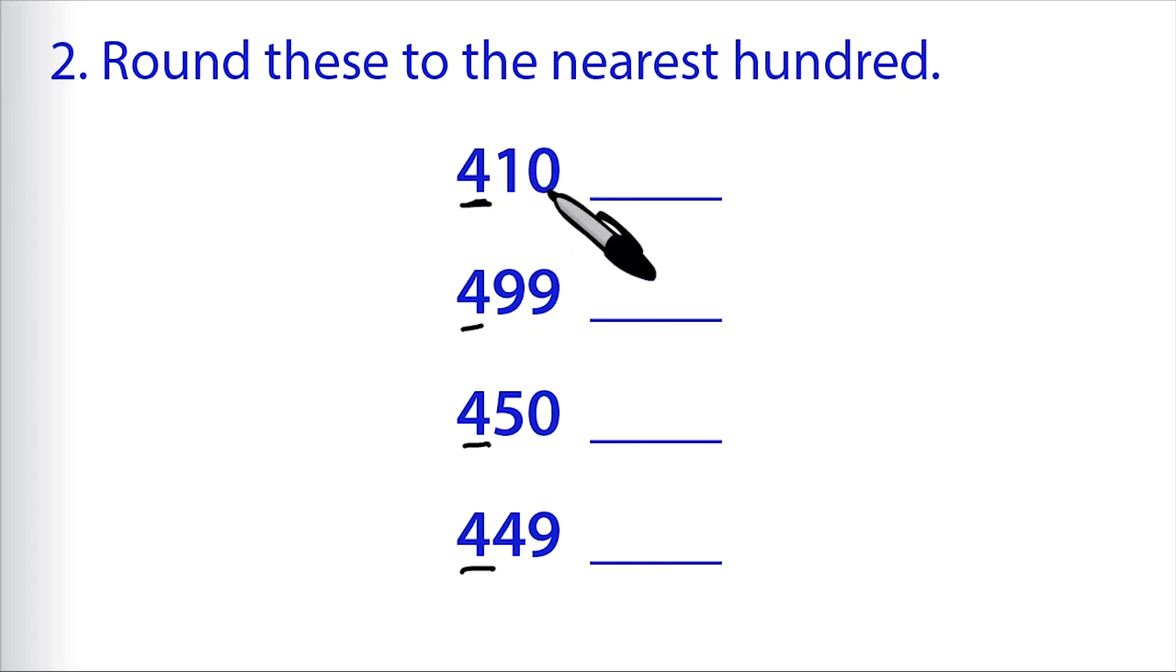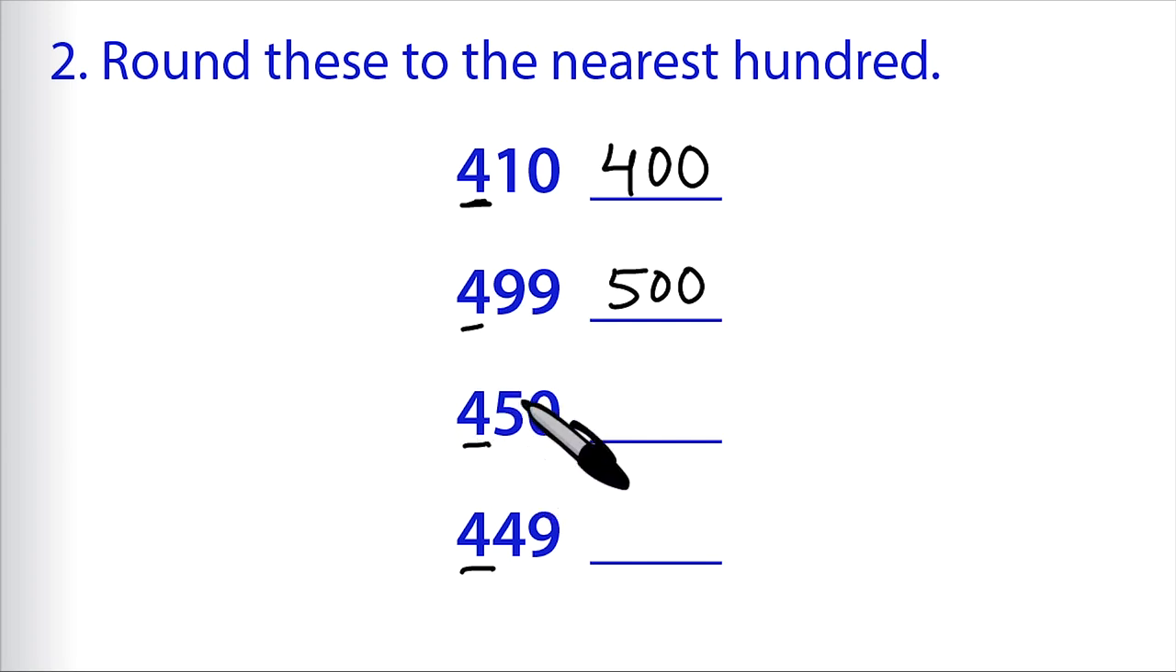So in this case, with 410, 1 is definitely less than 5. So that means we round down. So 410 rounds down to 400. 499, we look at this digit right here, and that's a 9, and that's definitely 5 or greater. So that means we round up. So 499 rounds up to 500.